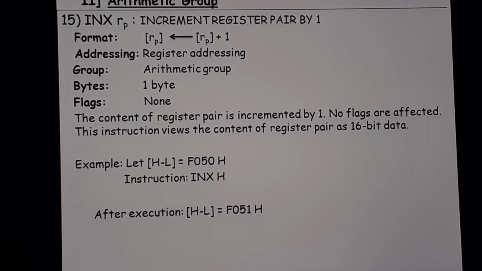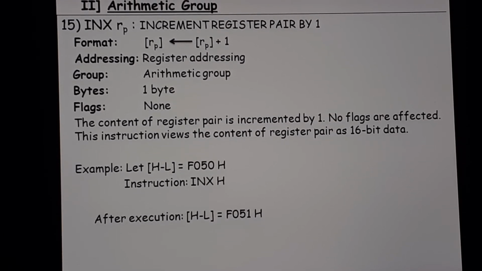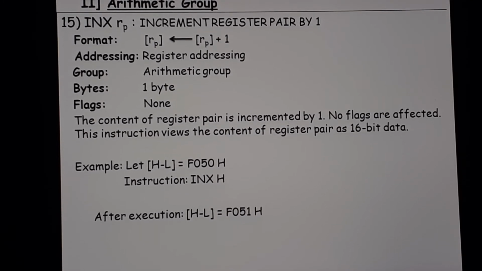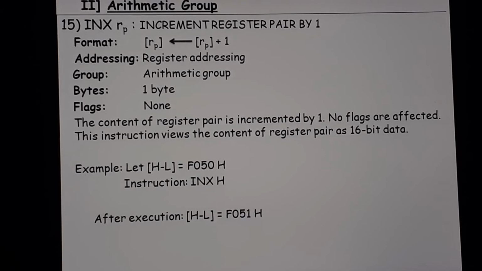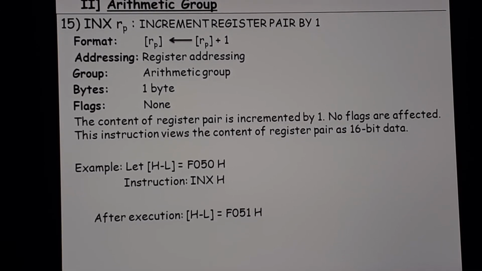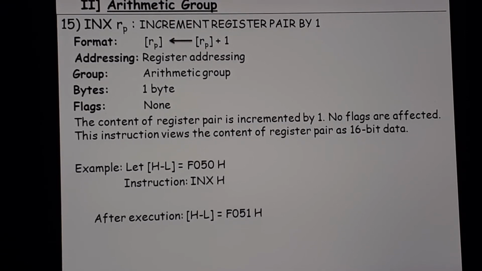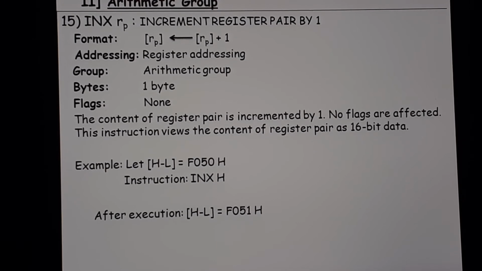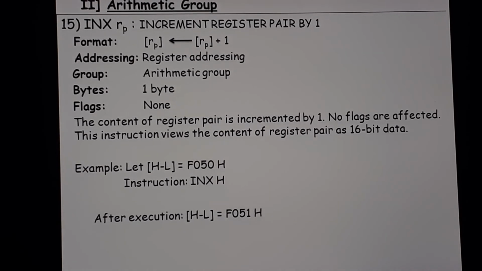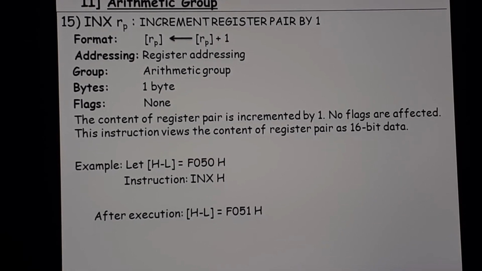Now the next instruction we'll be seeing in the arithmetic group is increment, that is the 15th instruction, INX RP. We have a total of 3 increment instructions: INR R, INR M, and this is the third and last instruction of the increment, INX RP. Now this stands for increment the register pair by 1. X is for register pair, RP stands for register pair. So INX is for incrementing the register pair, that is 16-bit data, so we write RP.